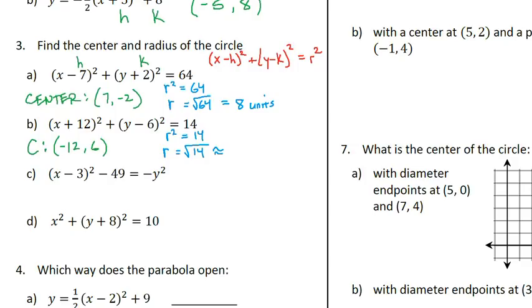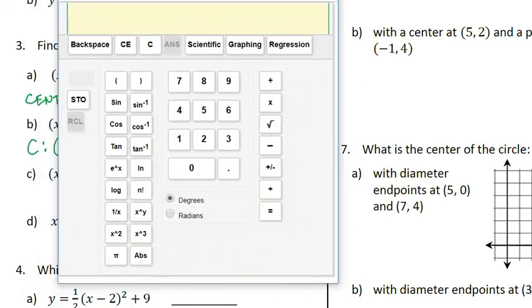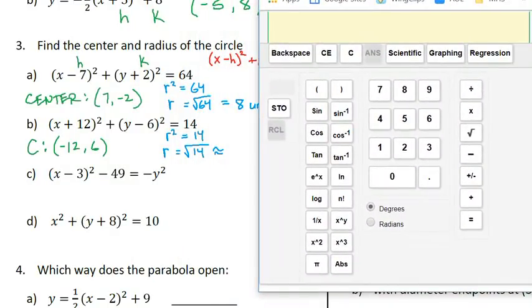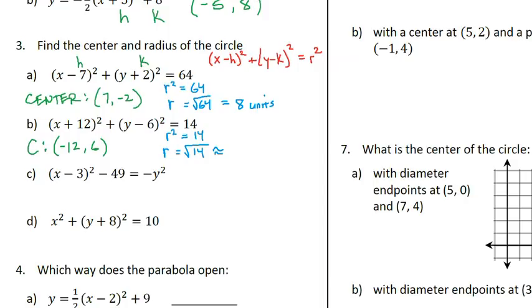So let's pull up our calculator and do a square root here. Let's go ahead and put in the square root of 14. And that's going to be approximately 3.7. The 4 does not make me round up, so it's 3.7. So approximately 3.7, and I'll just put U for units.